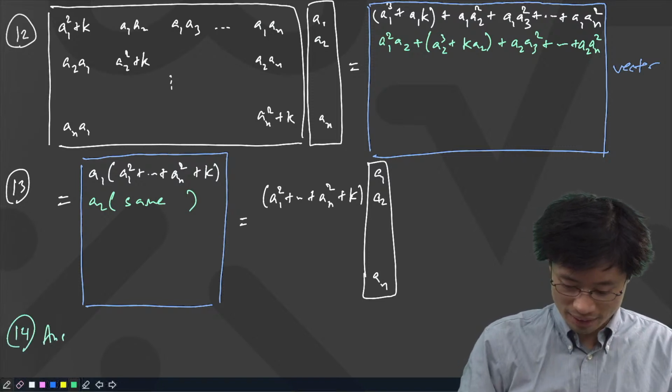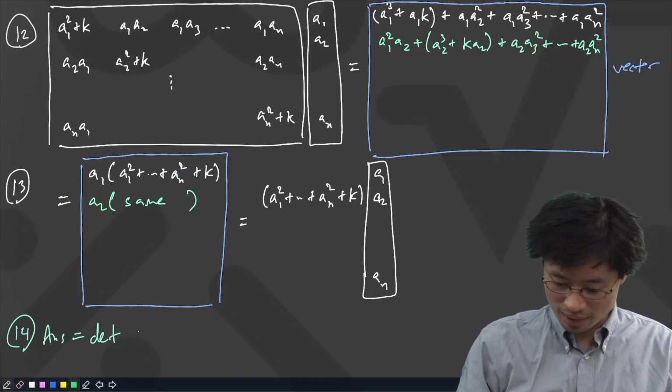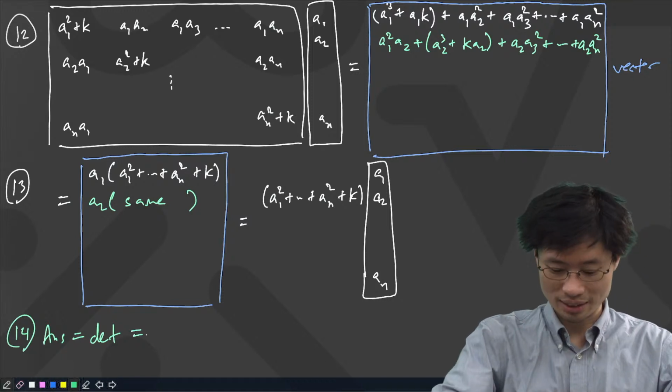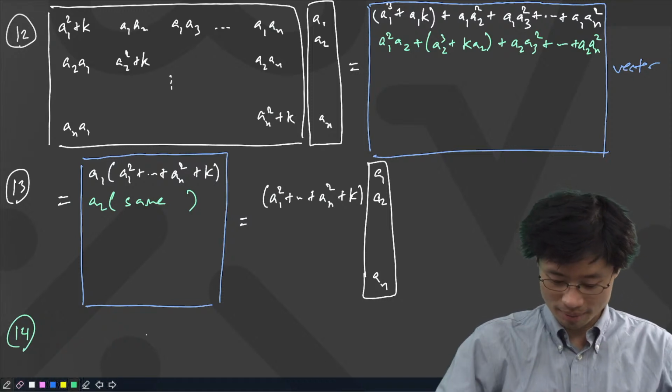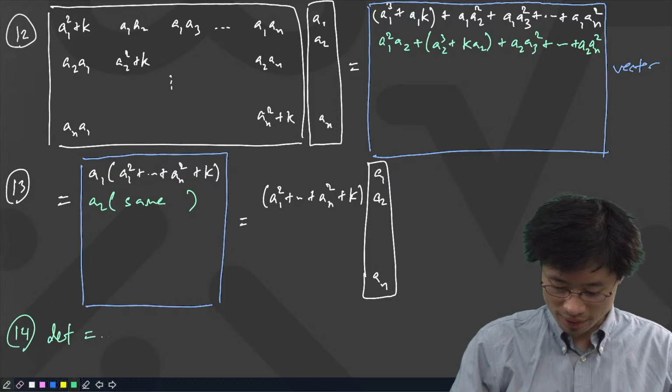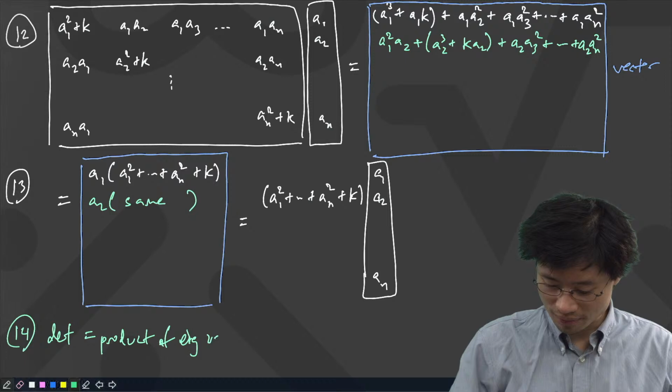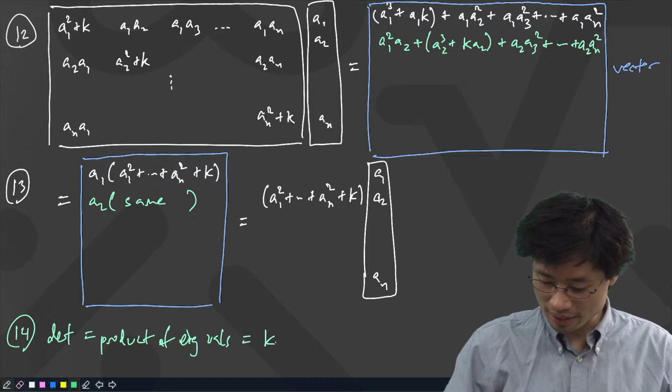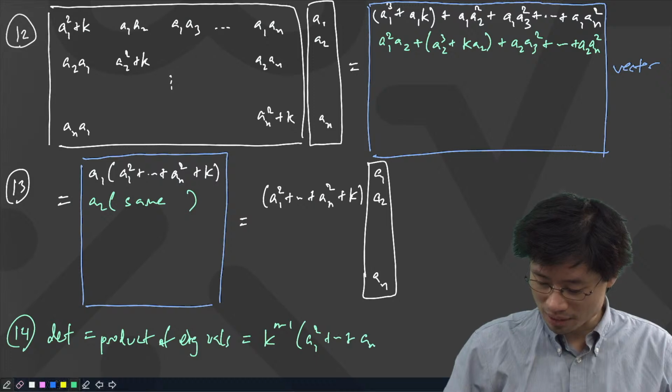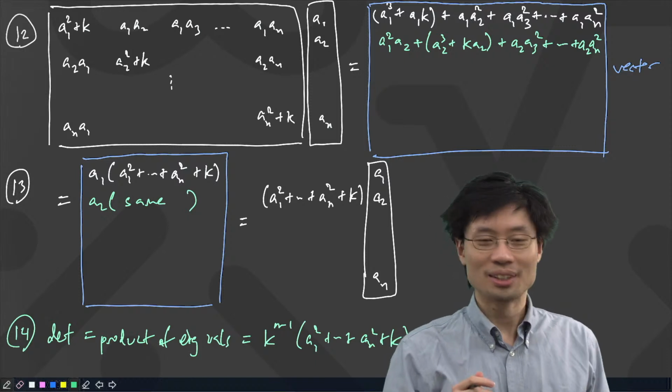So the determinant is equal to the product of the eigenvalues, which is just K to the power n minus 1 times (A1 squared plus up to An squared plus K). Okay, that was awesome. We have like 1 minute left.